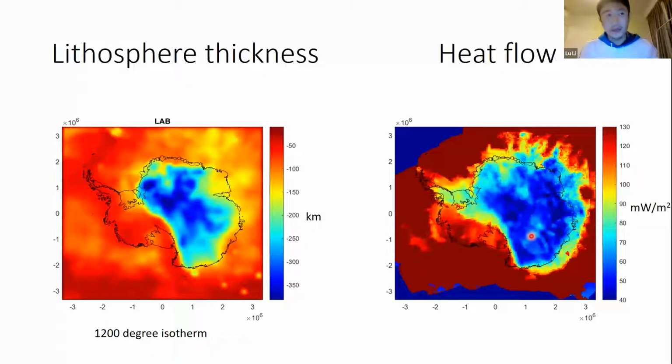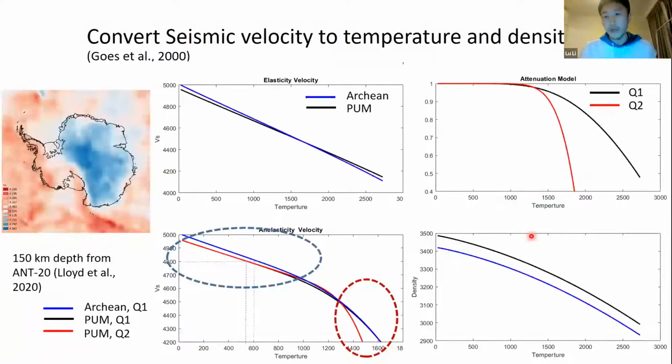Then we can start to think about what other information we're missing to better constrain this process. Here is a brief illustration of how we convert the seismic velocity to temperature and density. Basically the seismic velocity is made up of two parts: the elastic part, and the anelastic part associated with the attenuation model. Combining these two, we can get a forward calculation of the velocity field.